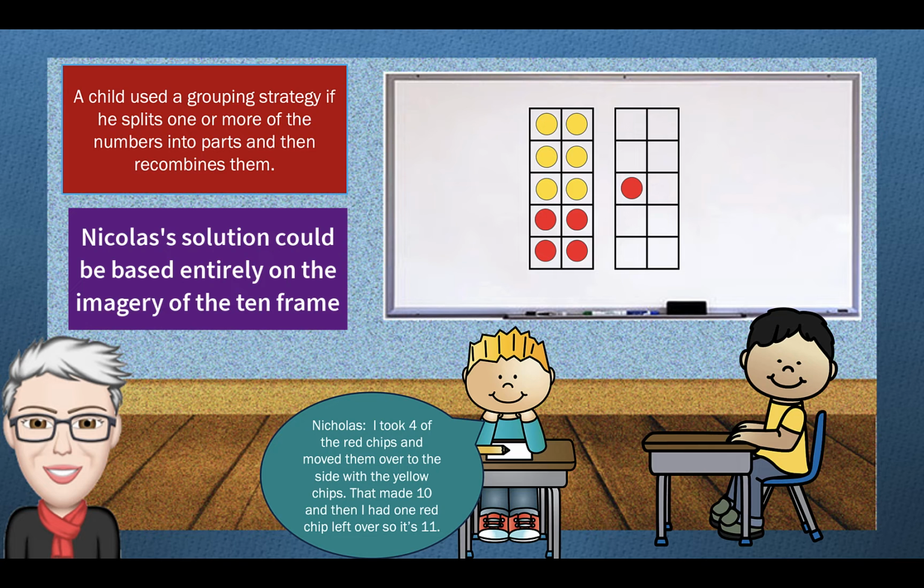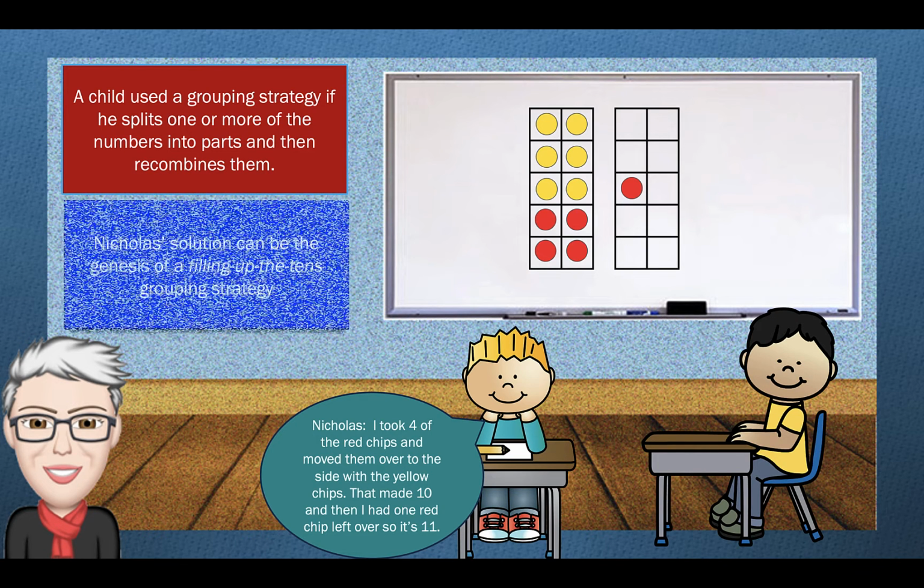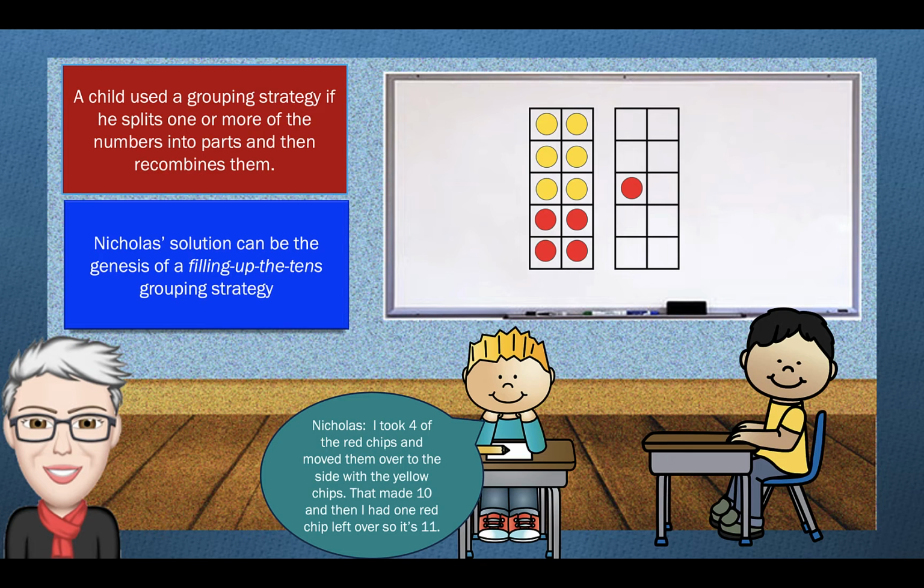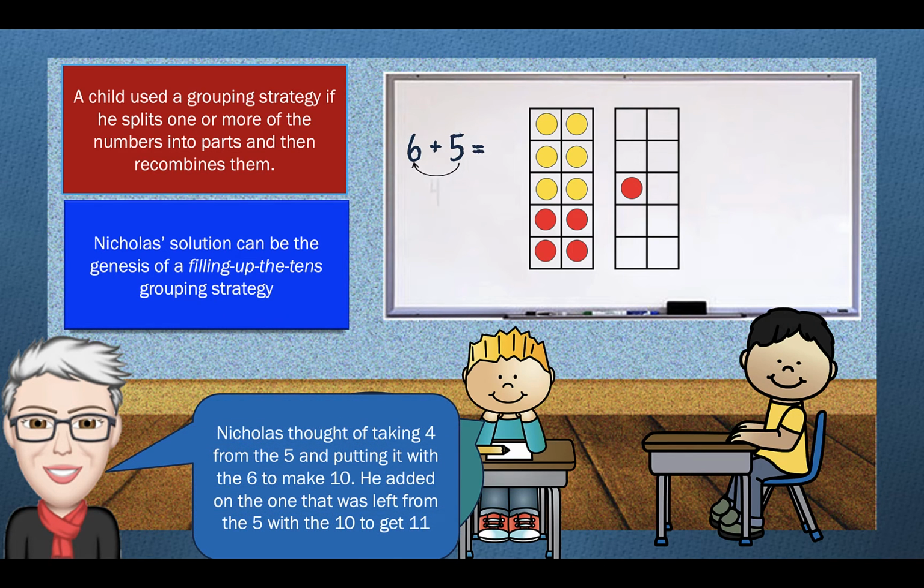Nicholas's way of thinking can be the genesis of children's development of a grouping strategy. In this case, a grouping strategy that we call filling up the 10s. For example, the teacher might say, Nicholas thought of taking 4 from the 5 and putting it with the 6 to make 10. He added on the 1 that was left from the 5 with the 10 to get 11. And the teacher can use the notation shown here as she speaks, although teachers often wait to use this type of notation until they have already used the double 10-frame flashing for several days. We will say more about this later.